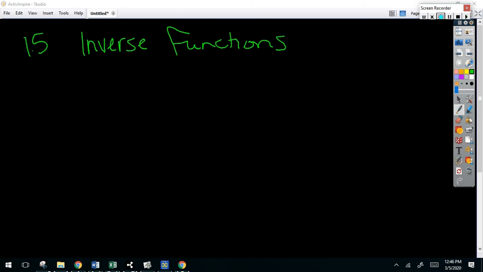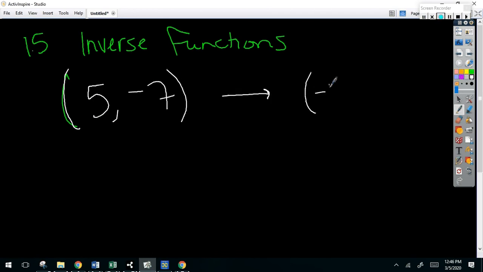Inverses. Here's what inverse means. If I have the point (5, -7), the inverse of that point is (-7, 5). What happened? What flipped? X and Y. That is, by definition, what it means to be inverse.